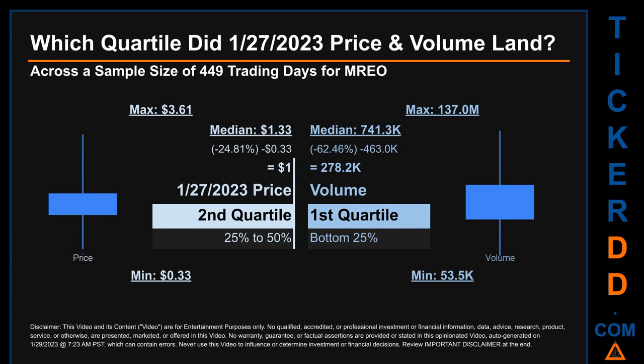Descriptively, MREO has a median price of $1.33. Therefore, January 27, 2023 price was lower from that middle marker by 24.81%. The day's volume of 278.2 thousand was less than the median by 62.46%.